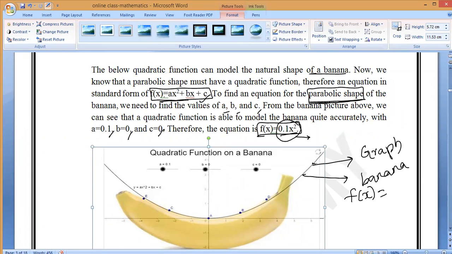Okay, in place of a, substitute 0.1. In place of b, substitute 0. In place of c, substitute 0. Then the equation becomes f of x equal to 0.1 x square. See this graph?